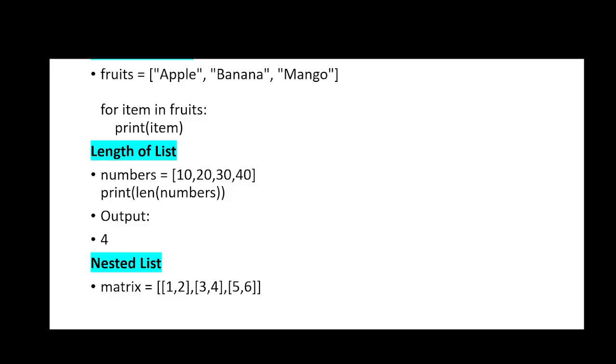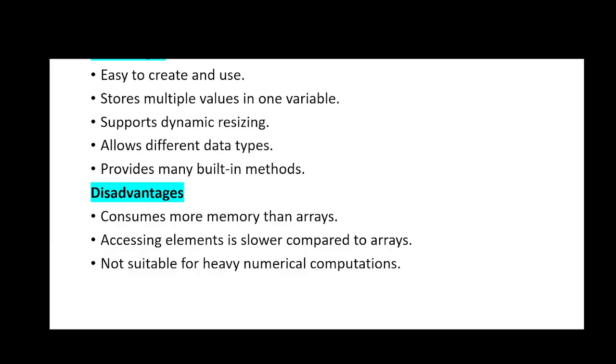Nested list, matrix. It is also rarely used. Double square brackets are used for a matrix.